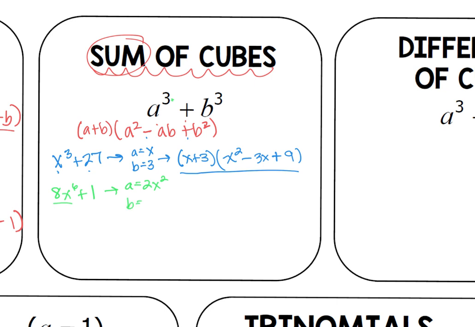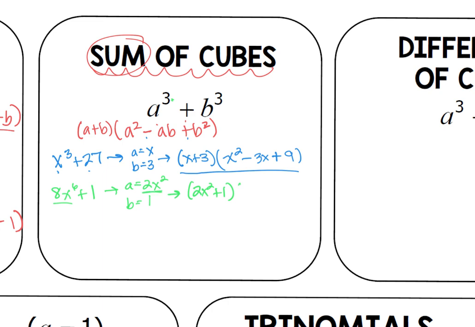Our b value, the cube root of 1, is 1. So a is 2x squared, b is 1. And now we fill it in. So a plus b will be 2x squared plus 1. A squared is, again, we're not just squaring the end of this. A squared means 2x squared times its own self.